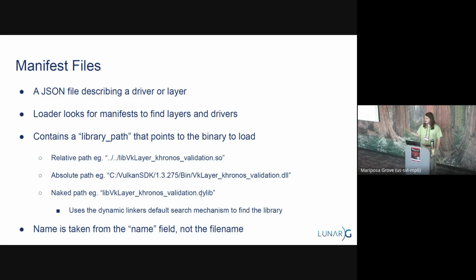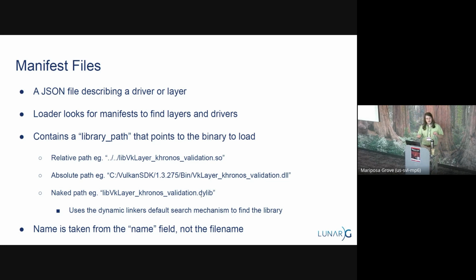Layers are plugins. Drivers are binaries. They're binary code that has to be loaded, and the loader needs to know where that is. There are different ways for that path to be specified: absolute, relative, naked, as I call it, because there's not a great name for it. The naked being use the default dynamic linker search paths to find the library, say /usr/bin or /usr/lib.